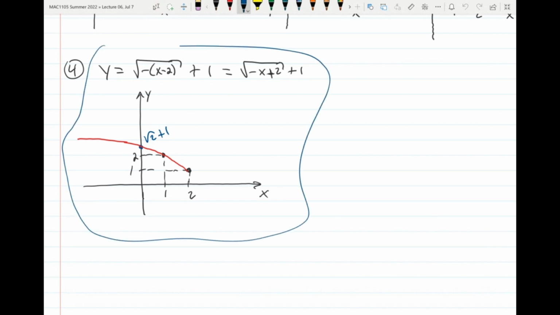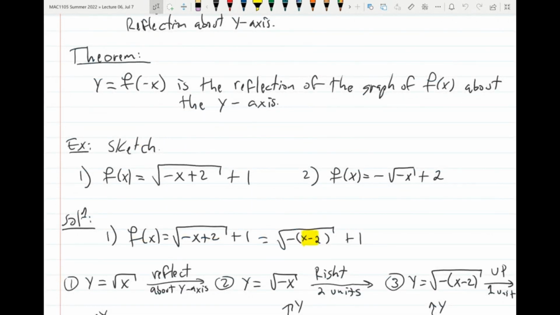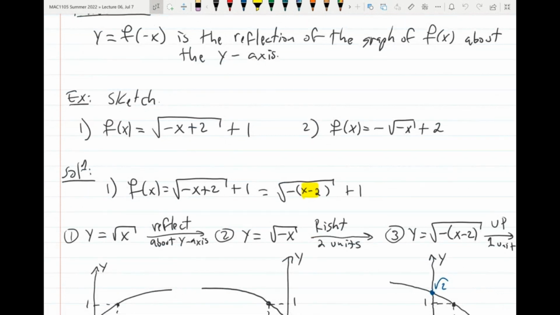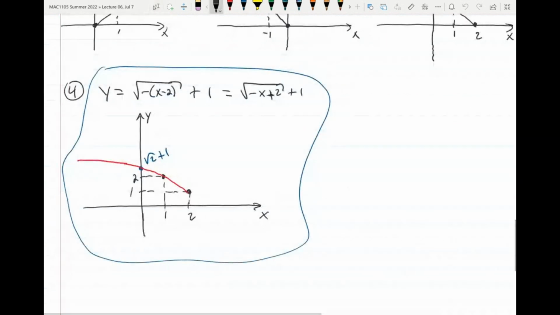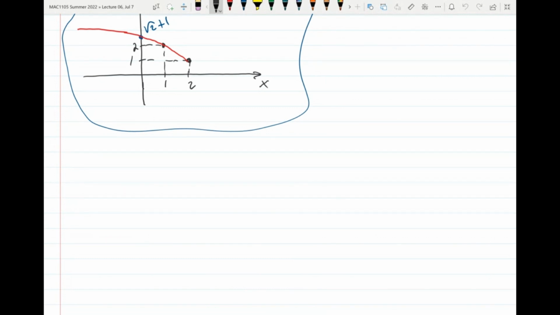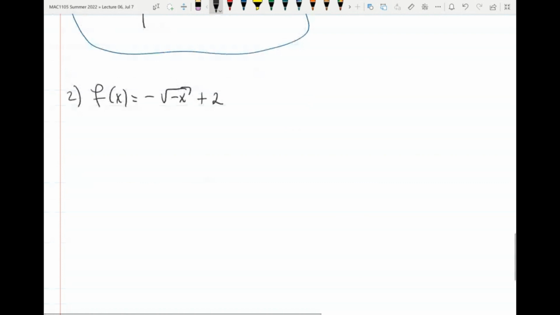All right, so we are done with this. Any questions? No? All right, so let's see. Here we have number 2. What time is it? I want to finish. Okay, so I'm going to take attendance. Try to graph number 2. Okay? Let me write it here. So it's minus square root of negative x, plus 2. So sketch this one.